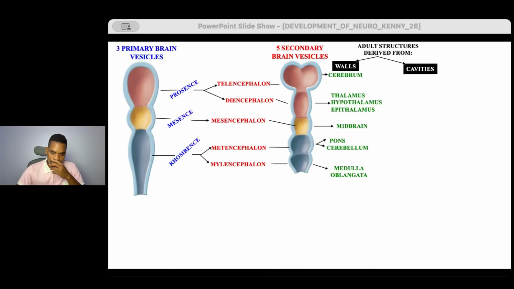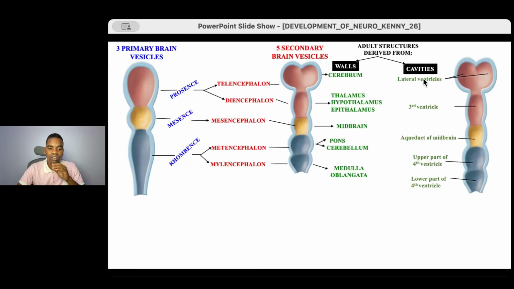Inside they have cavities, and these cavities form the so-called ventricles of the brain, the chambers of the brain. For example, in the telencephalon you have two ventricles. We call them the lateral ventricles, left and right. The reason we have two ventricles here is because we have two cerebral hemispheres, the right and the left. Within each there is a ventricle called the lateral ventricle. Then the cavity within the diencephalon forms the third ventricle.